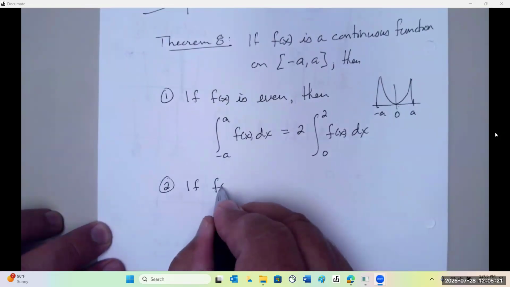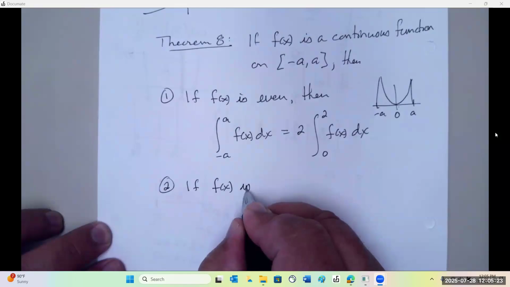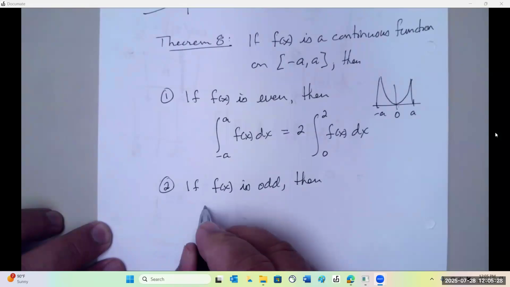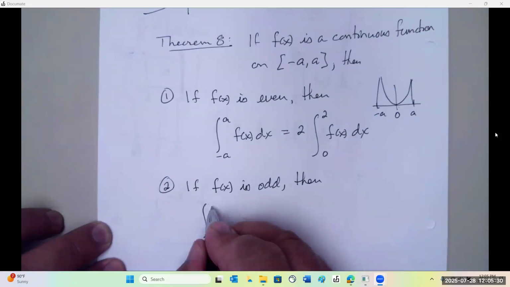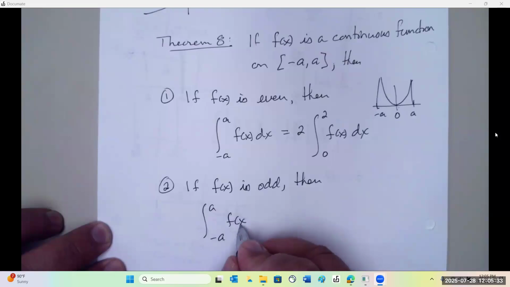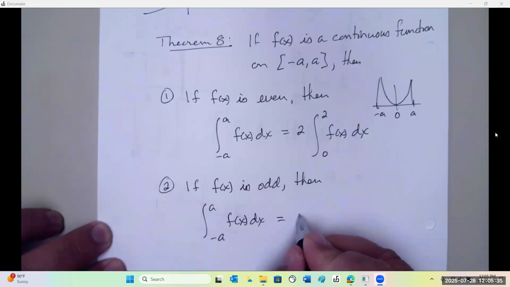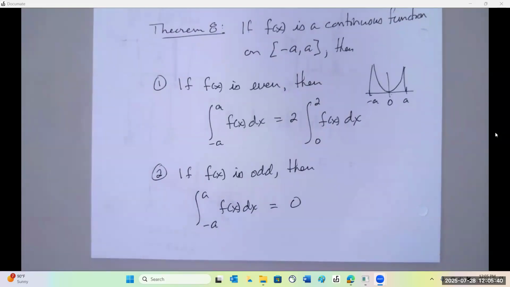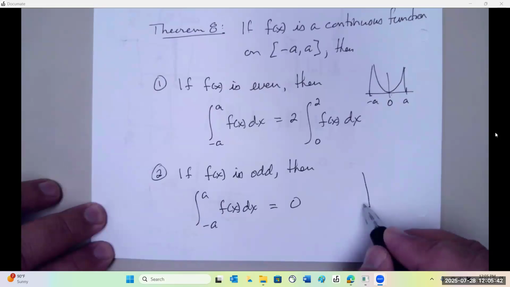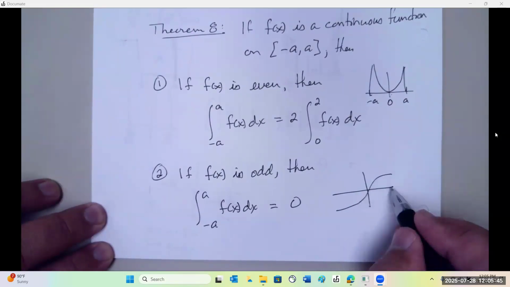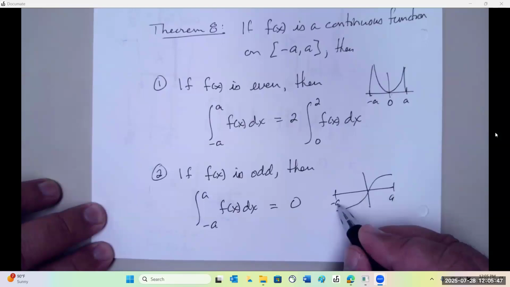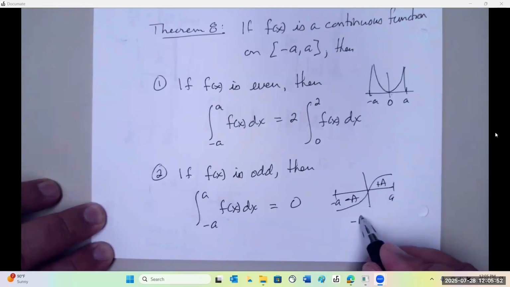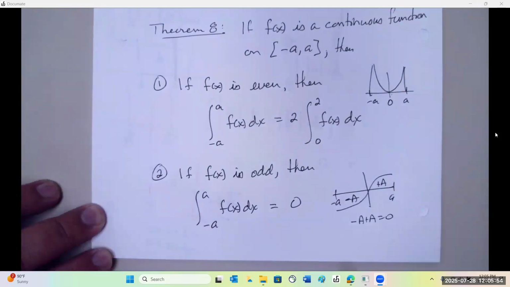And then if the function is odd, then the integral from negative a to a of f of x is equal to 0. So this is negative area, this is positive area, negative area plus positive area equals 0.